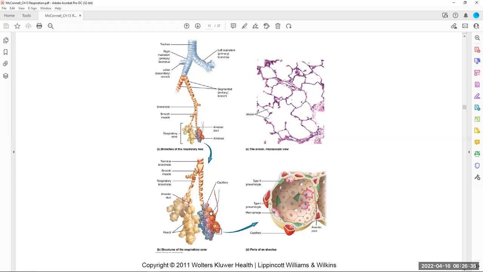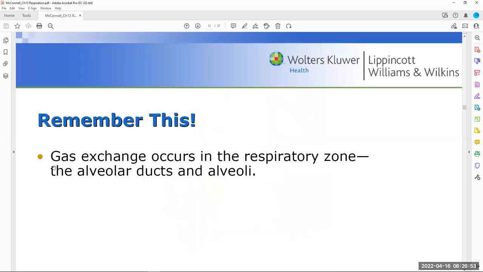Two things. One, they're one cell thick. And secondly, they have spaces between the cells. So the air could actually go into the capillaries. So that's something that is very important in terms of a concept. Capillaries, very useful in terms of providing that function.